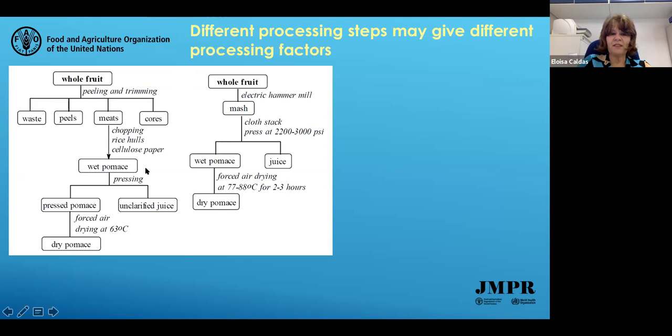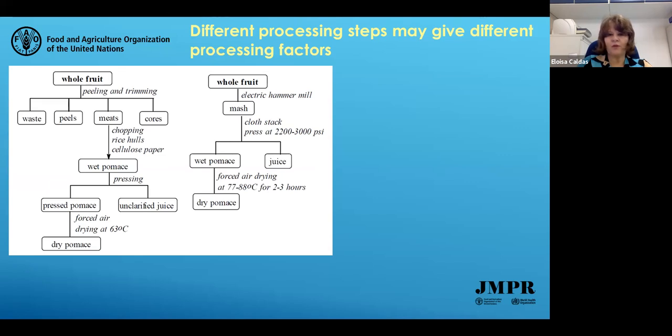And here it is more important: you're going to have very different processing factors for the wet pomace coming from this flow chart here, and the wet pomace coming from this flow chart here. So that's why you have a wide range of processing factors for the same processed products. Hopefully, we would receive many processing factors so that we could make the best estimate of that processing factor. Sometimes that doesn't happen. Sometimes we would have only 2-3 studies, but we do go ahead and estimate.